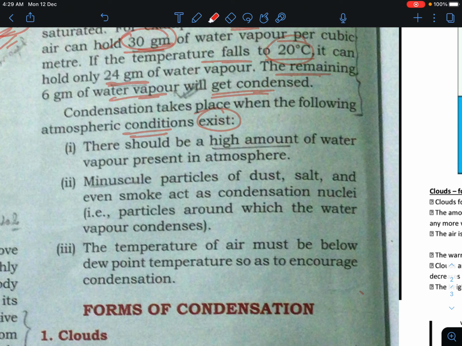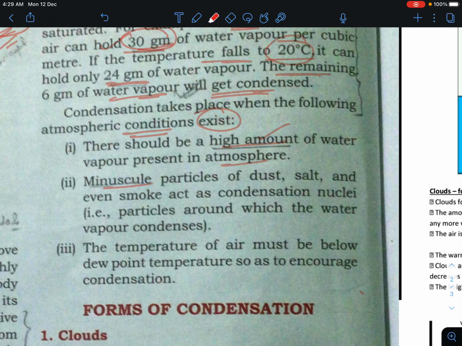First, there should be a high amount of water vapor present in the atmosphere. Already studied. In order to make the air humid, we have to add a high amount of water vapor to the atmosphere. The second one is very interesting. This is very interesting data. What is it going to say?